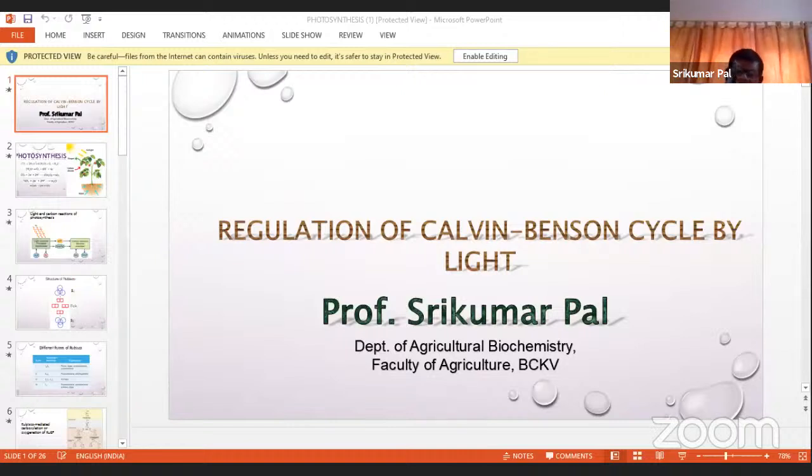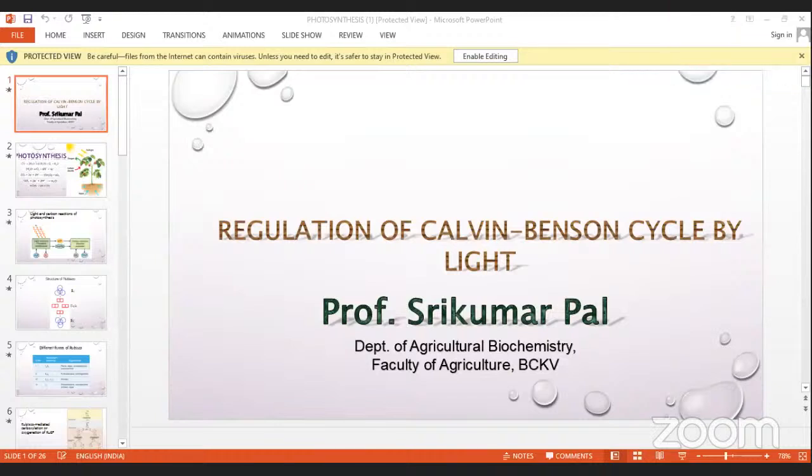So that means these carbon fixation reactions depend on the light reactions, both for high energy compounds like ATP and NADPH, as well as for a regulatory signal. And that regulatory signal regulates the flux through the Calvin-Benson cycle.